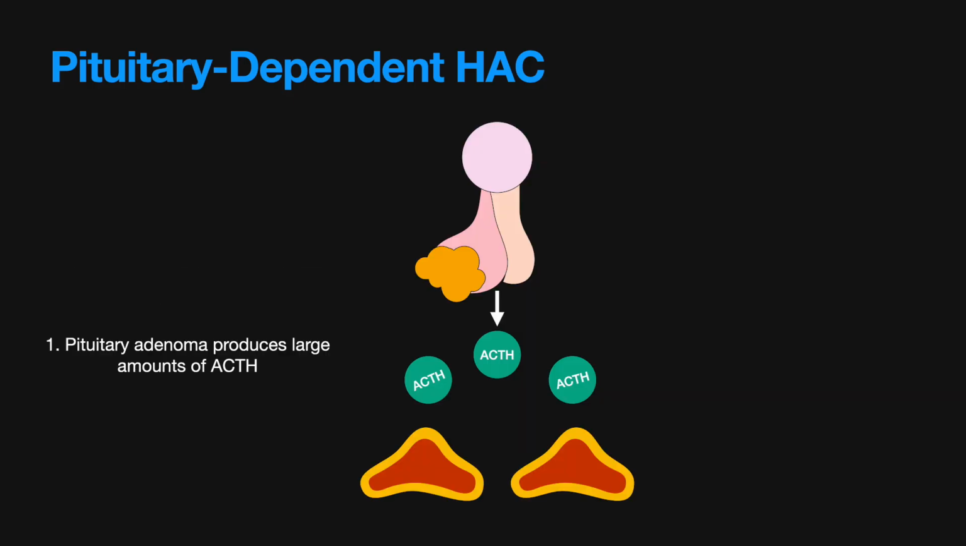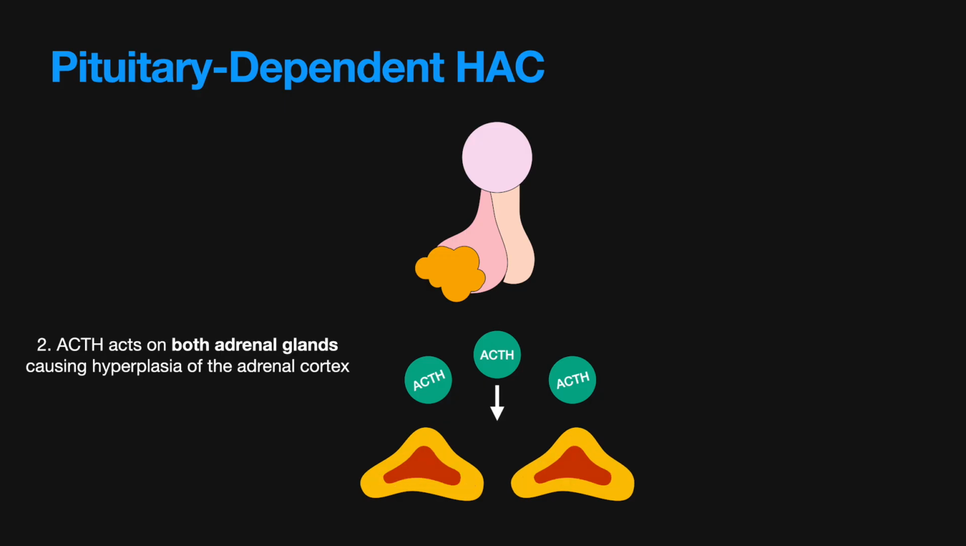So to start, the pituitary adenoma produces a large amount of ACTH. That ACTH heavily stimulates both adrenal glands, resulting in hyperplasia or thickening of the adrenal cortex on both glands.